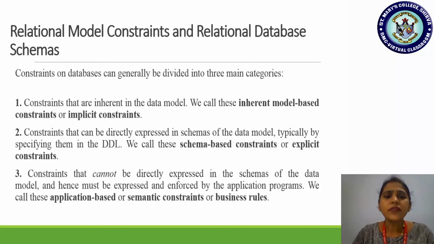So the restrictions may not be explicitly told. Instead, the restriction is by default. The value of that particular attribute is by default carrying certain constraints. That is what you mean by inherent model-based constraints or implicit constraints. Another way, or the second classification: constraints that can be directly expressed in schemas of the data model, typically by specifying them in the data definition language. We call these schema-based constraints or explicit constraints.